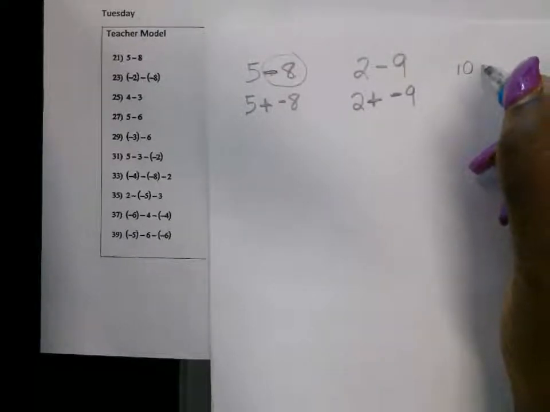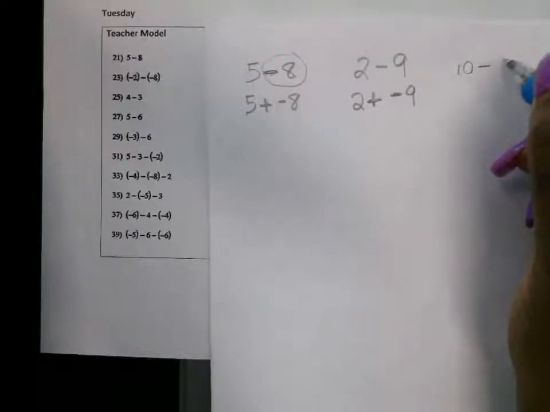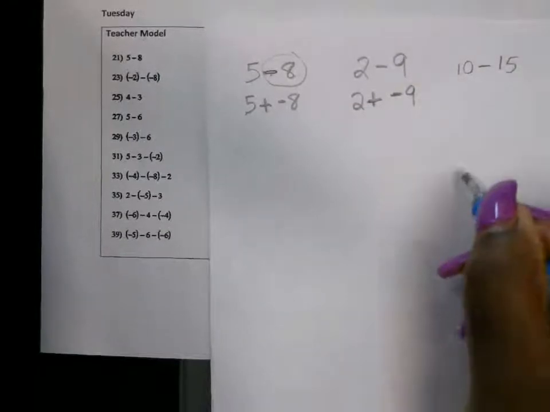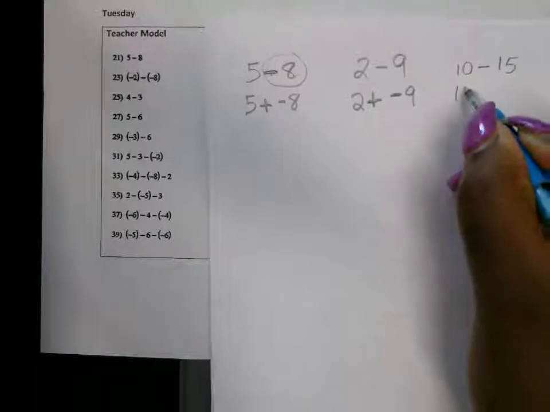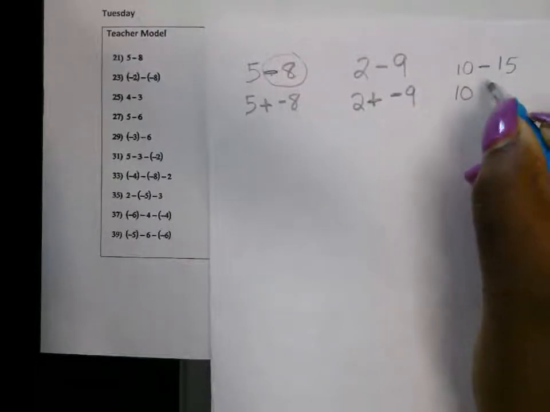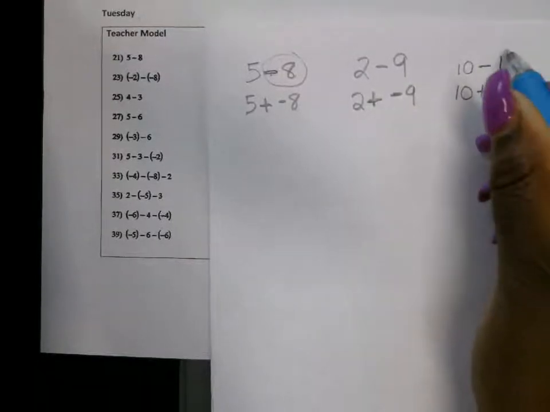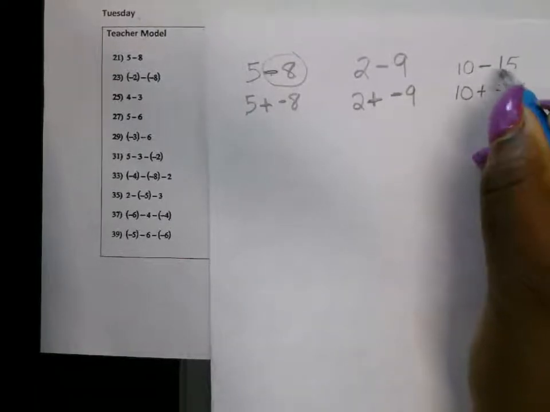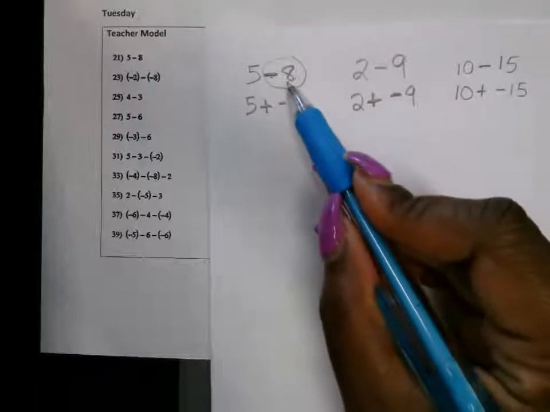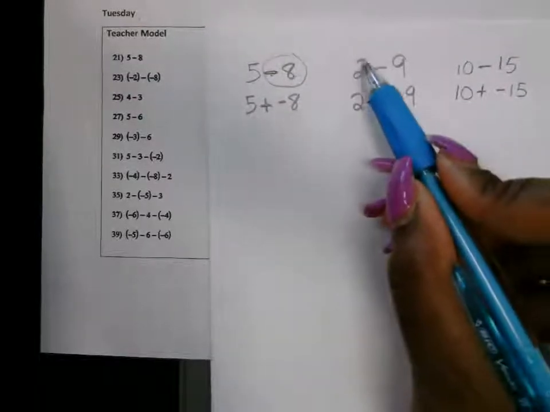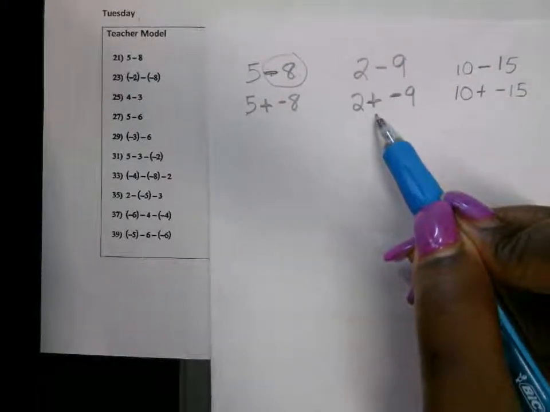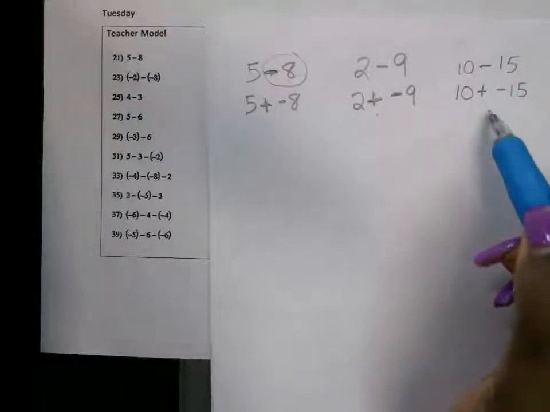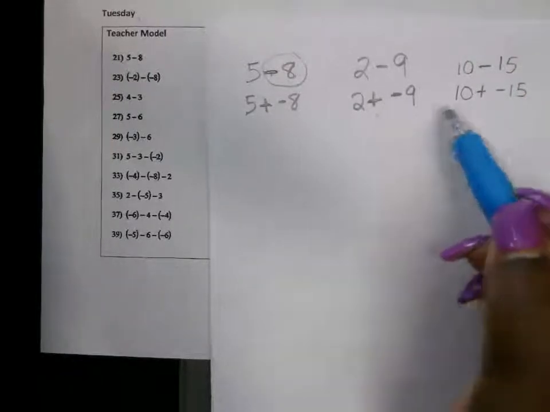What's another way to write this? 10 minus, let's do 15. First number stays the same. Change this minus to a plus. And what is this technically? This is a negative 15 because of the minus sign that's in front of it. So this is another way to write each of these. Okay, so that's what you do.